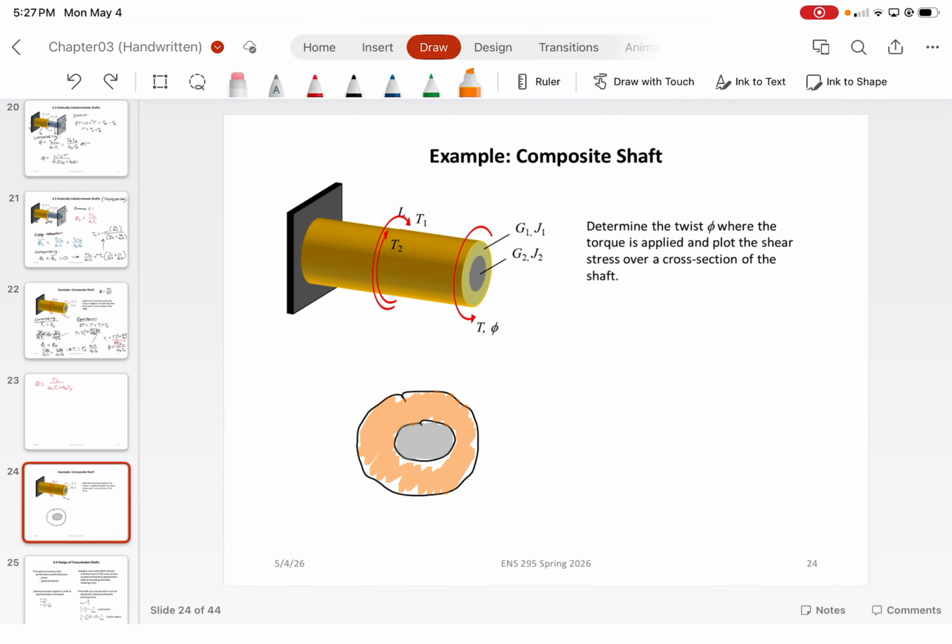What do you guys think the stress distribution is going to look like from the inside going out? So if that's the center, how would it look? I mean, there would be more stress the further you go from the center. Exactly. So obviously it's going to be 0 at the center because the radius is 0. Think of that as the neutral axis.